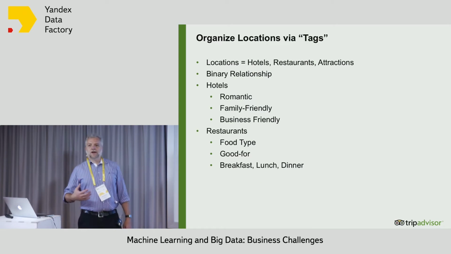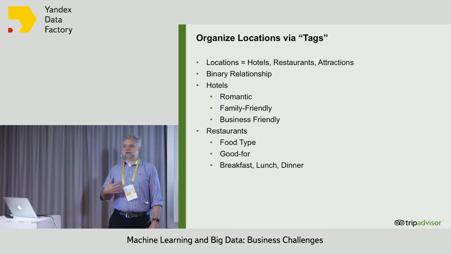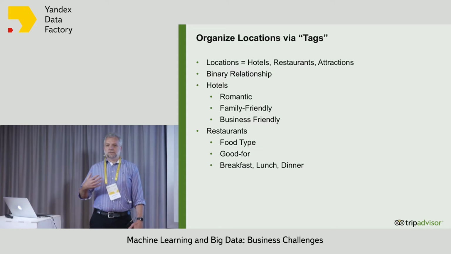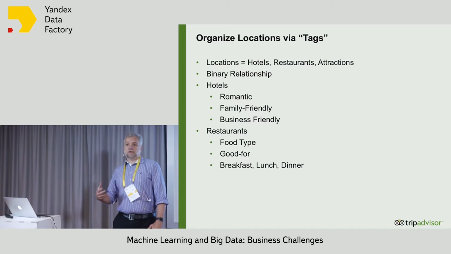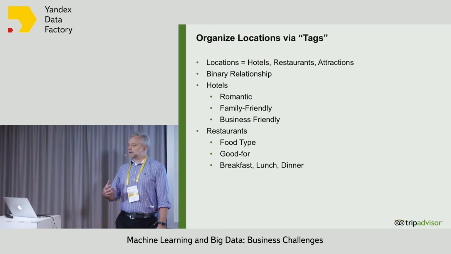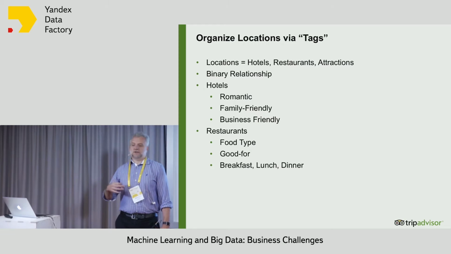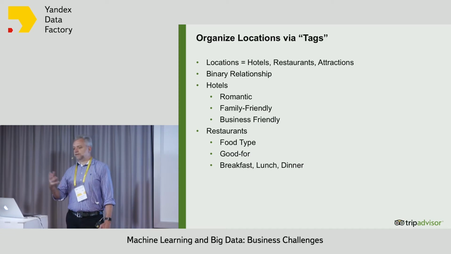Okay, so what do we want from this project? What is the output of it? What we want to do is annotate all the locations that appear on our site with these tags. Tags are a simple binary relationship, and we will use them to mark hotels as either romantic or not, or family-friendly or business-friendly.